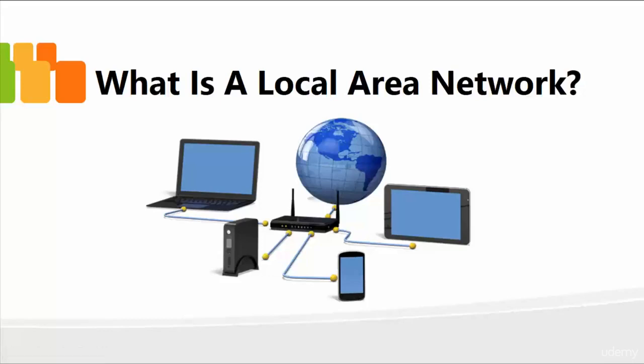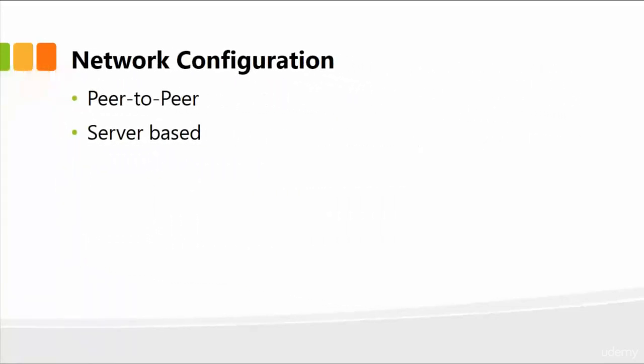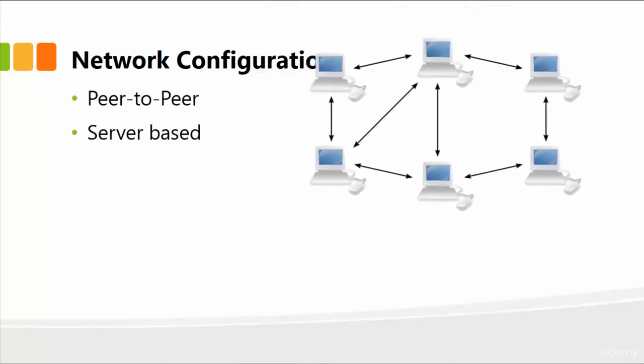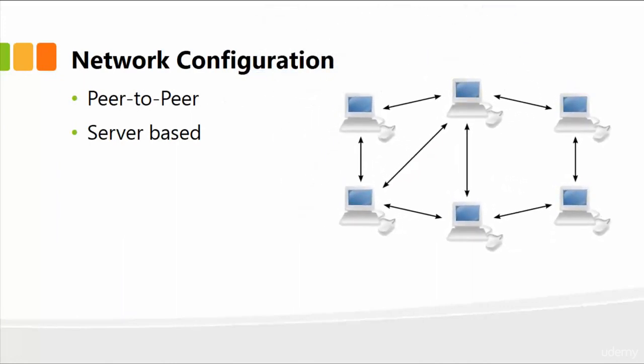In this lesson, moving forward, I'm going to talk about and demonstrate what a local area network is all about. So first, the basic network configurations. They're of two types. The first one is called peer-to-peer network, where a bunch of computers are simply connected to each other through cables, for instance, or wireless connectivity, but they can share resources among each other. In other words, there is no centralized repository or management.